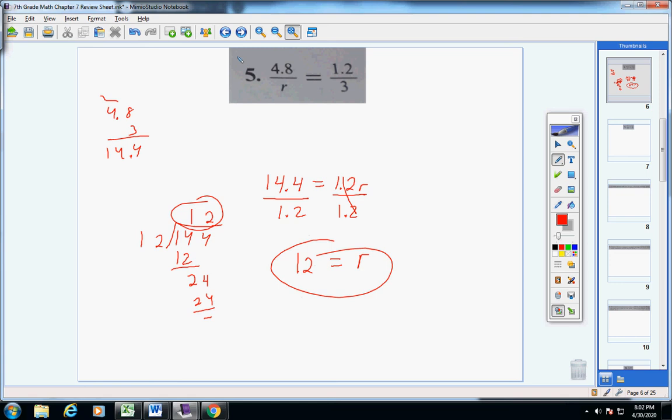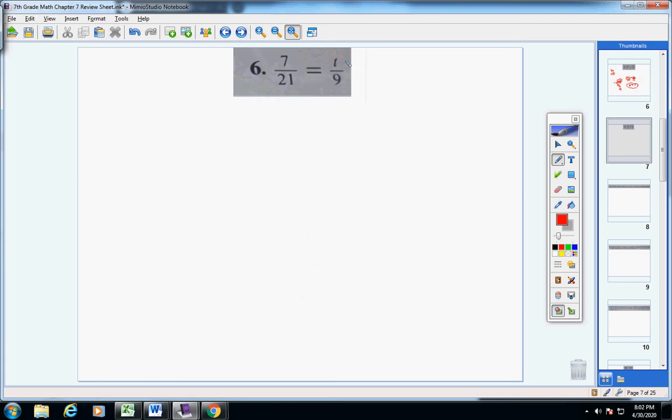Okay, number 6. Okay, so we multiply 7 times 9. That gives you 63. Then we multiply 21 times t, and that gives us 21t. Divide both sides by 21. These cancel, leaving you with t equals. Now, guys, I can reduce this. 3 goes into 63 21 times, and 3 goes into 21 7 times.